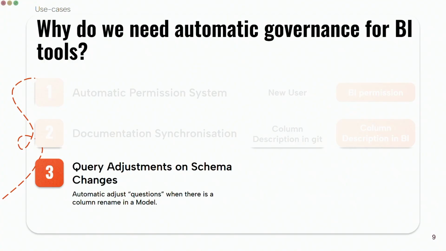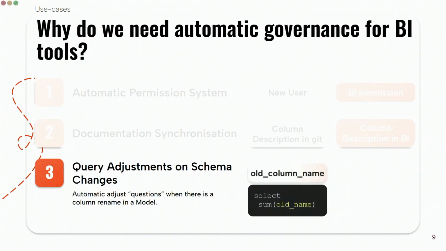The third one is query adjustment on schema changes. This is interesting because we use this a lot, like a lot. Companies change throughout time. The names of the columns change, the ideas behind the columns, the logic also changes, and we need something to automatically change everything.